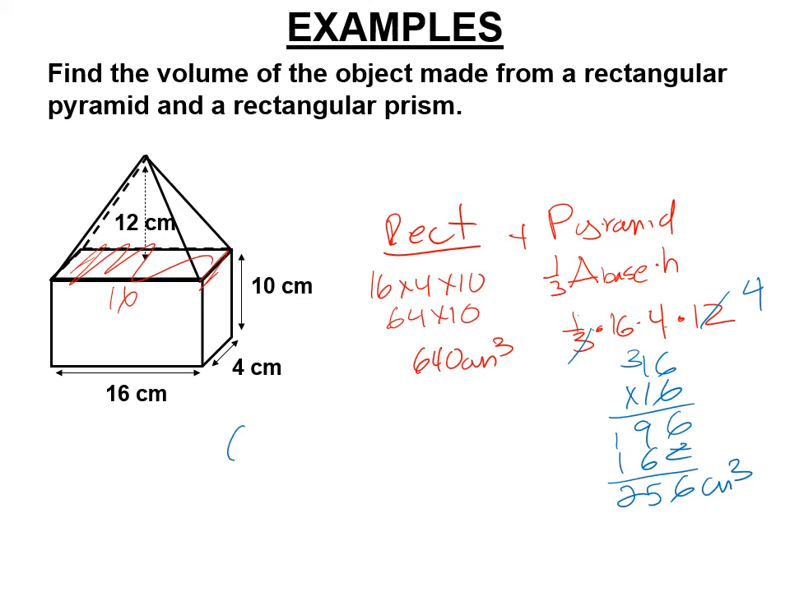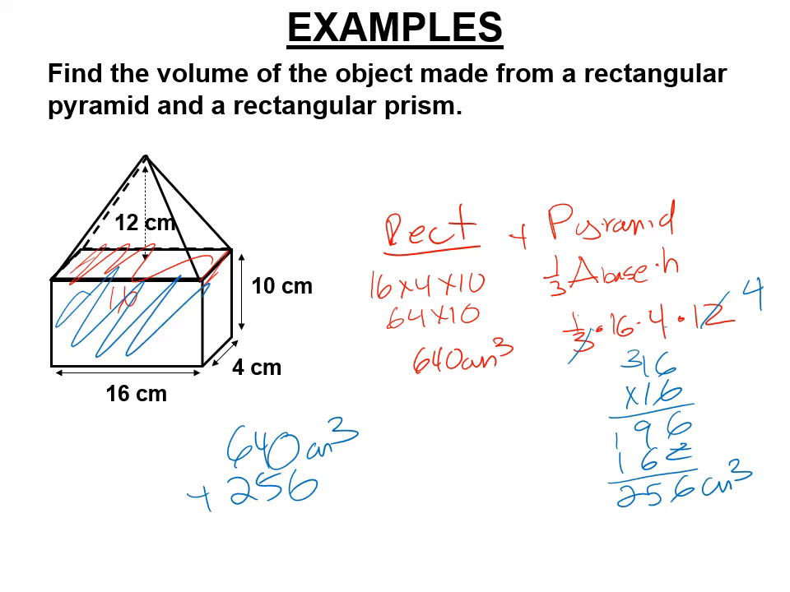And then you add the two up. Don't forget this part, you have to find the total: 640 cubic centimeters for the rectangular prism on the bottom, plus 256 cubic centimeters for the pyramid on the top, and so the whole thing is 896 cubic centimeters.